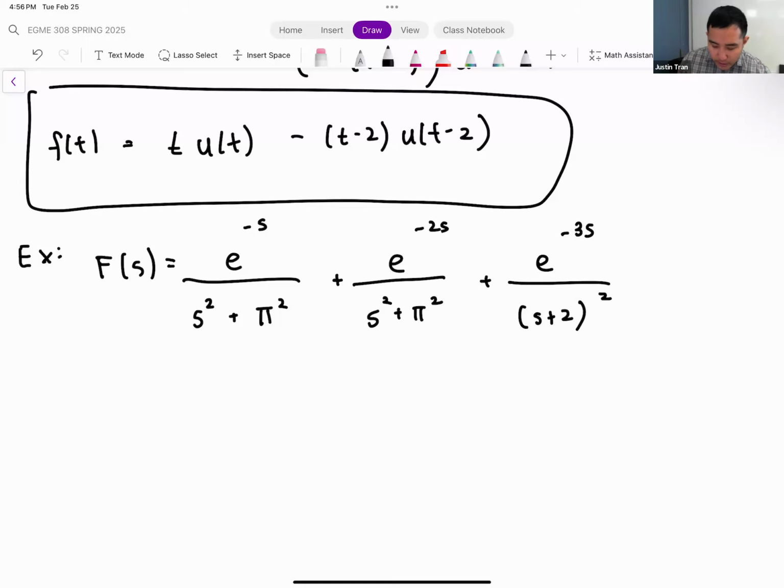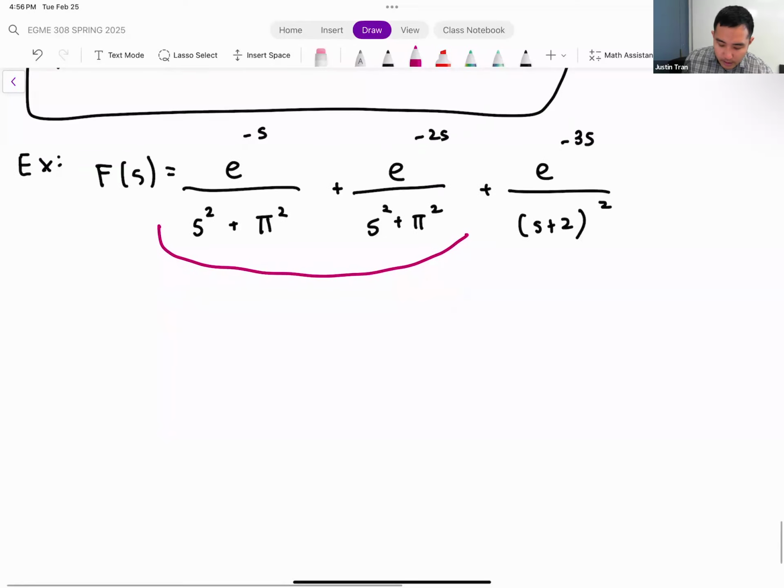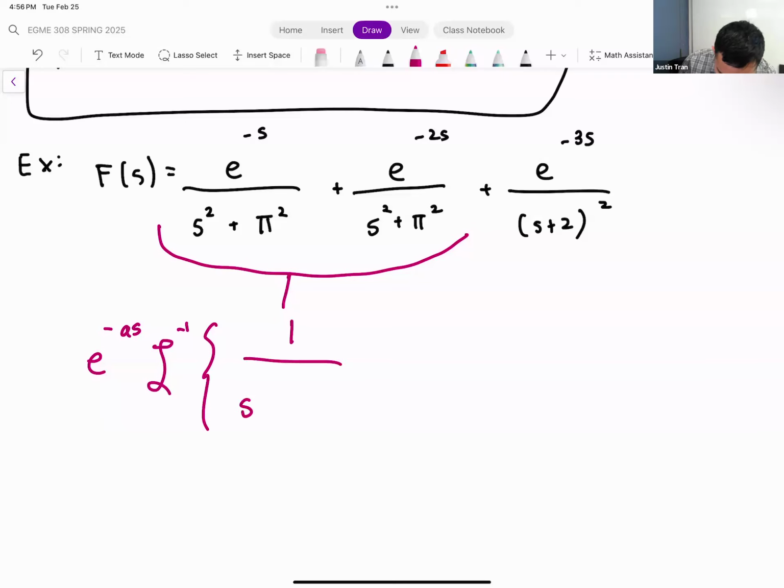Okay, so the first 2 terms are actually very similar. So I'm going to do these together. Let's take the inverse Laplace of this. This is going to be the inverse Laplace of 1 over s squared plus pi squared with a shift to them. They both have the same base function, just different shifts. And so I'm going to group together e to the minus as times the inverse Laplace of 1 over s squared plus pi squared.